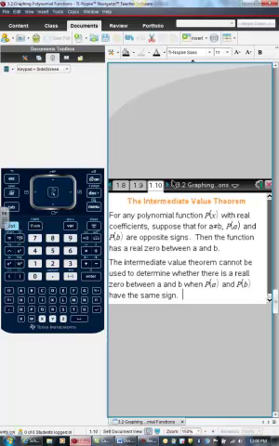So the intermediate value theorem cannot be used to determine whether there is a real zero between a and b in cases where a and b have the same sign. So if p of a and p of b have different signs, we can assume that there's a solution between them. If they have the same sign, we can't assume that there is a solution between them. We're going to see what that looks like.